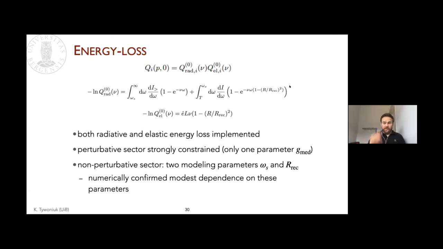Right. One of the things we checked is how sensitive we are to this recovery angle R, and how sensitive we are to this onset of the turbulence regime, omega S. And we saw that the RAA as an observable itself is not so sensitive. So perhaps we can find other observables which are much more sensitive. But for the jet spectrum, it was pretty robust.